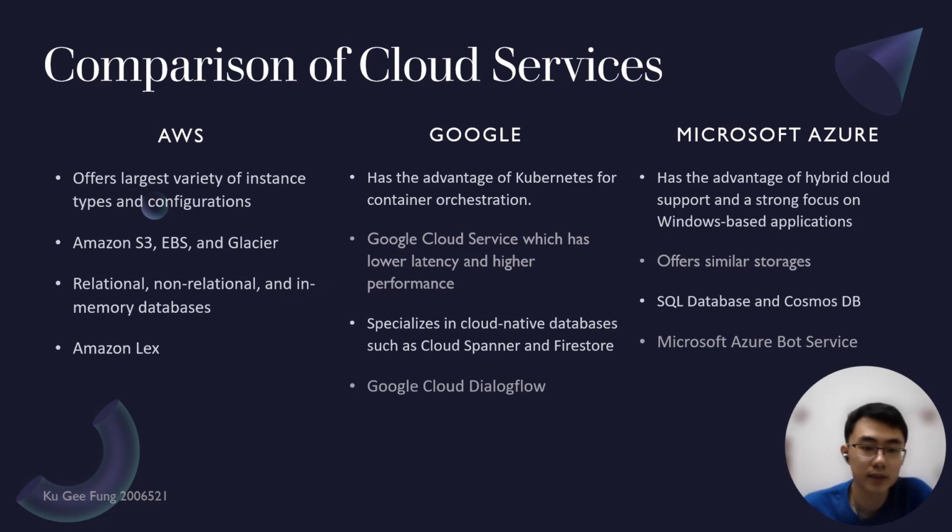And for database, AWS offers relational, non-relational, and in-memory databases. For Google, it specializes in cloud-native databases such as Cloud Spanner and Firestore. For Microsoft Azure, it offers SQL Database and Cosmos DB. And for the chatbot, AWS is Amazon Lex. For Google it is Google Cloud Dialogflow, and for Microsoft Azure it is Microsoft Azure Bot Services.